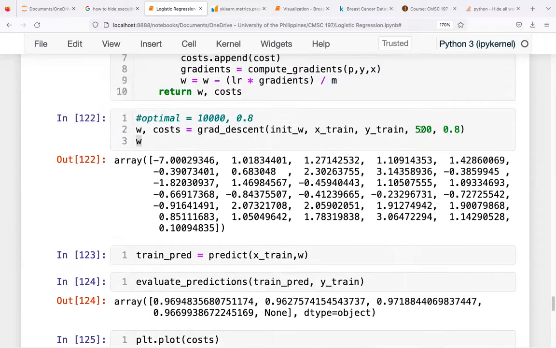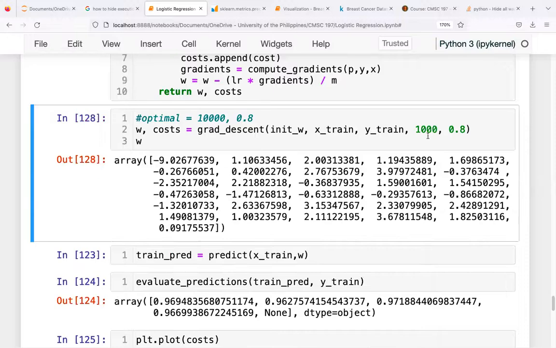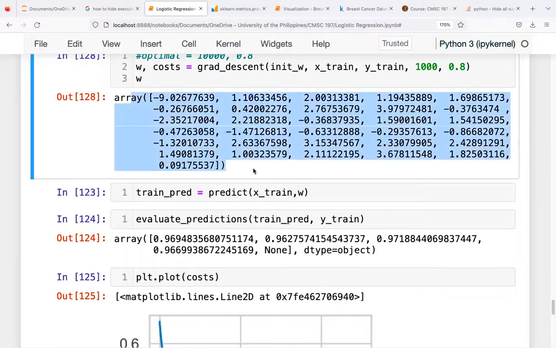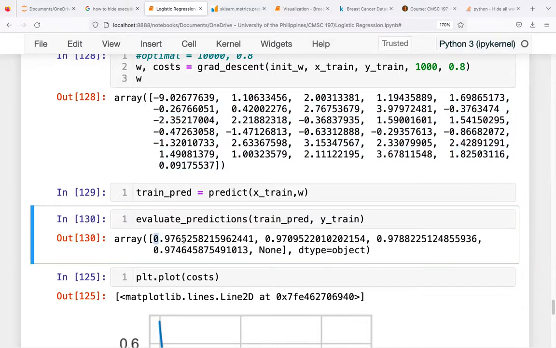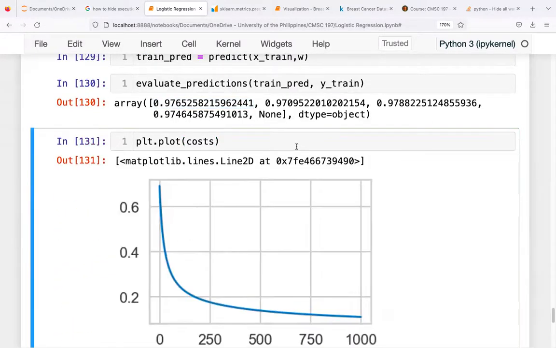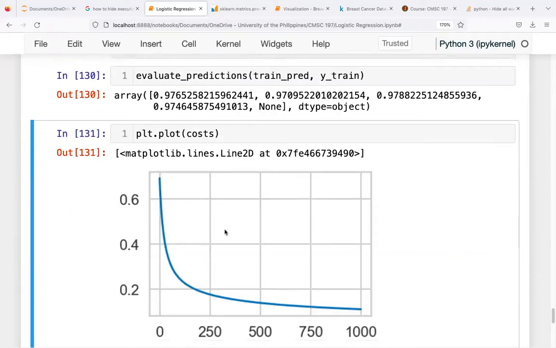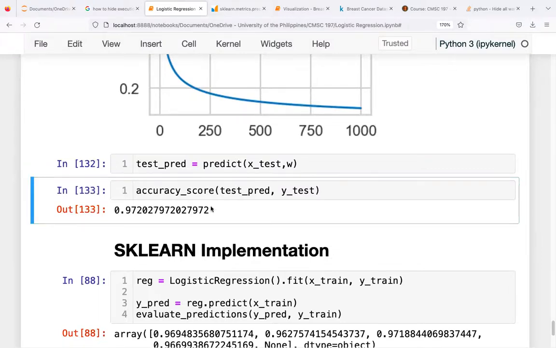Okay, so what if we increase the number of iterations to, let's say, 1,000? So the weights have changed so far, and rerun. And as you can see, the accuracy for train has pretty much improved. Okay, and then if we plot the cost, there is also a little bit of change in the shape. And then if we predict the test, it gives us relatively similar results.